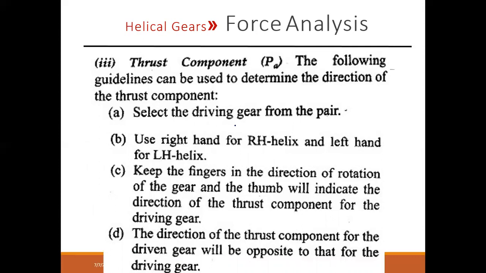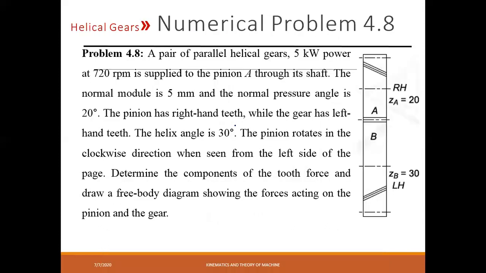The following guidelines can be used to determine the direction of the thrust component. First, select the driving gear from the pair. Use the right hand for the RH helix and the left hand for the LH helix. Keep the fingers in the direction of rotation of the gear and the thumb will indicate the direction of the thrust component for the driving gear. The direction of the thrust component for the driven gear will be opposite to that for the driving gear, right?